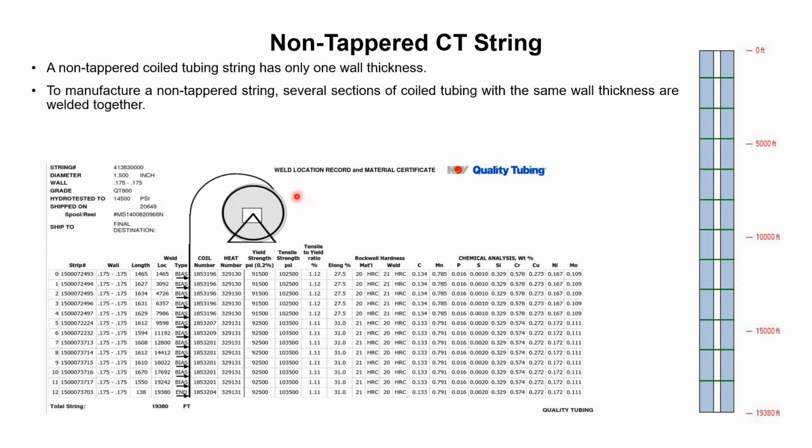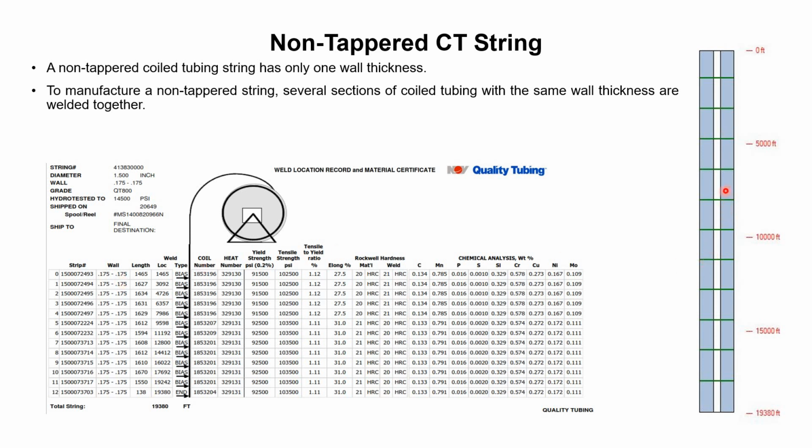Here we have a WLR report, that is weld location record report, which is basically the technical data for the coil tubing string. If we see over here, this coil tubing has been manufactured using 12 sections, which are welded together to make this length of 19,380. Although this coil tubing is made using 12 sections, each section has the same wall thickness, that is 0.175 inch.